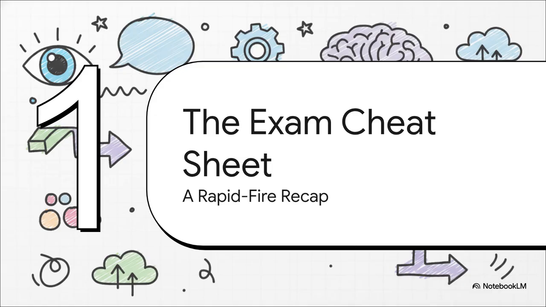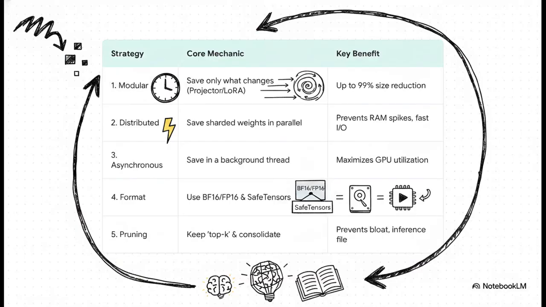Okay, you made it. Let's bring it all home. This next slide is your ultimate cheat sheet. This is everything we've talked about all in one place. Now this is the slide to screenshot or memorize, whatever you've got to do. It connects everything perfectly. For each of the 5 strategies, you've got the core mechanic and the single biggest benefit it brings to the table. From that insane 99% size reduction with modular saving, all the way to zero-copy loading with the right format, this is what you need to know.